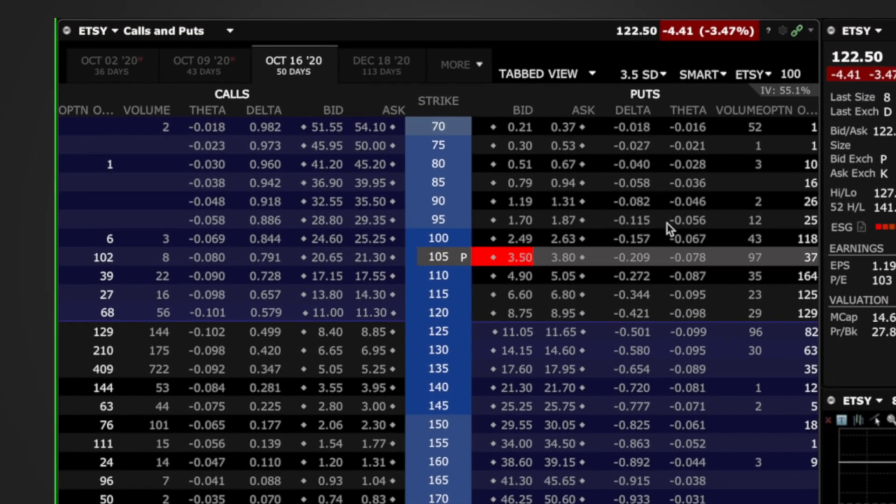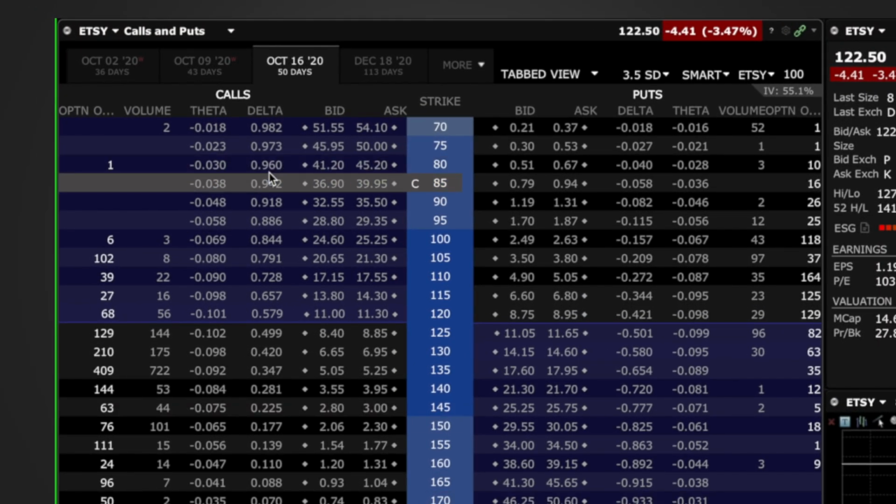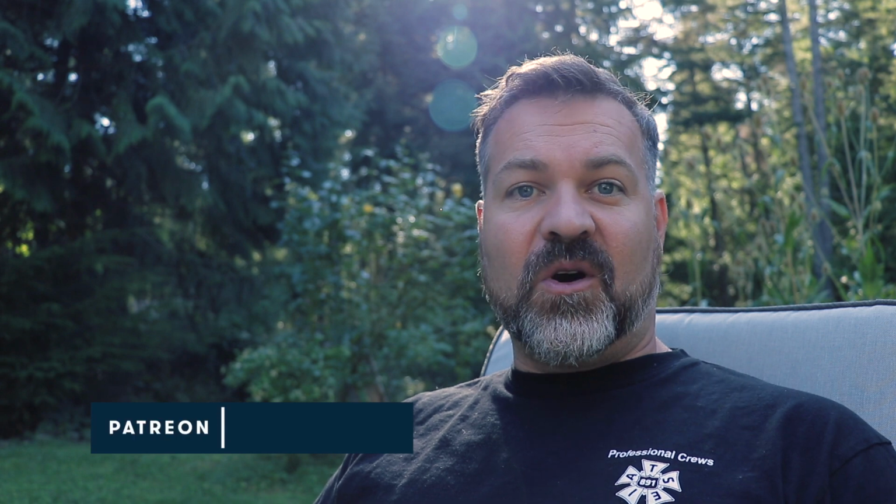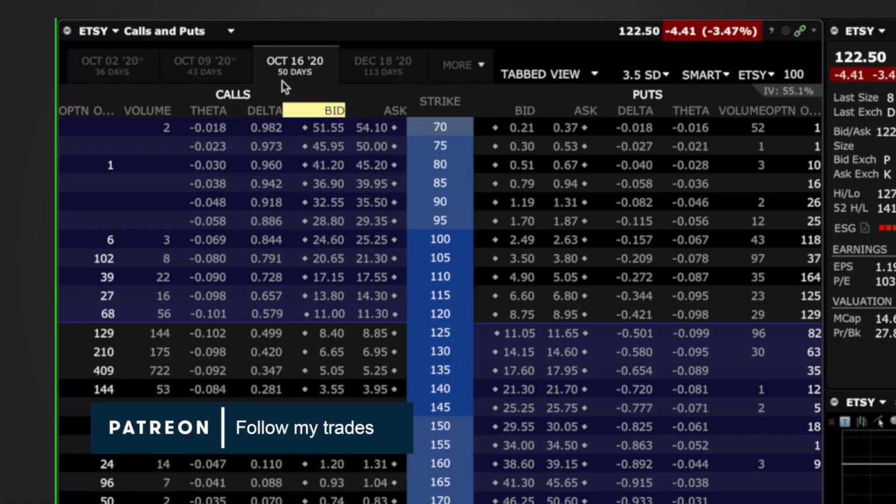So I'm going to flip over to Interactive Brokers. I've got Etsy pulled up. It's one of my favorite stocks to trade. I almost always have positions on in Etsy. We're looking at October expiration. We're looking at the option chain.